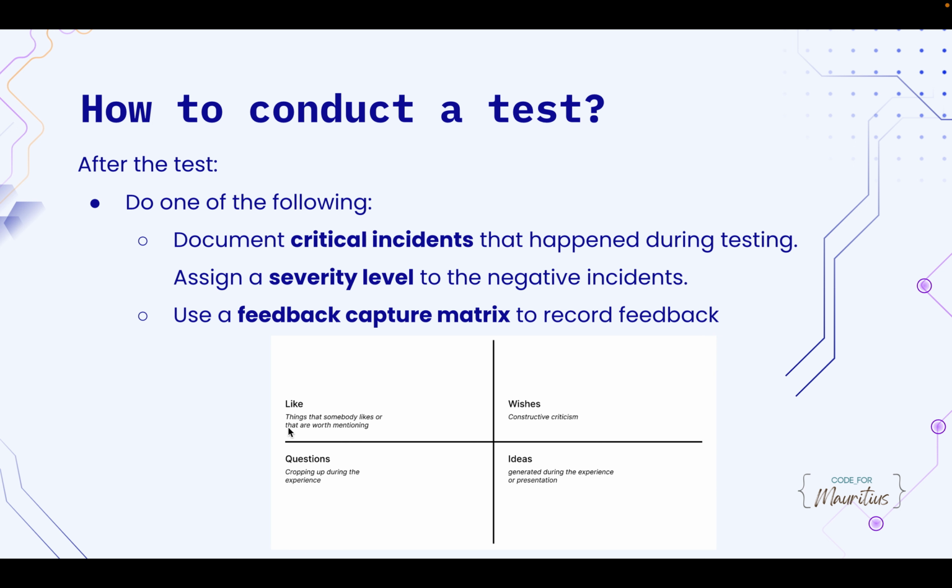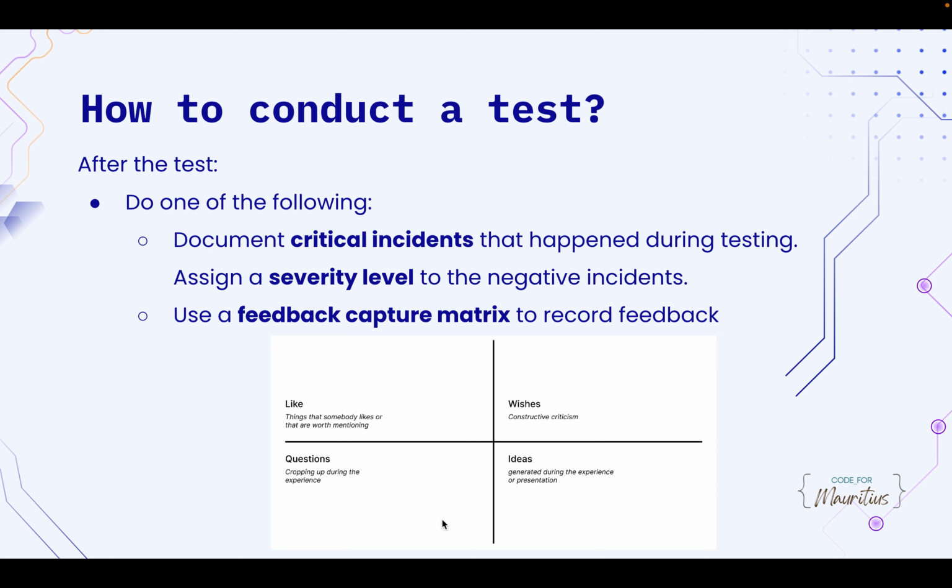A feedback capture matrix is basically just like this, four different quadrants. The first one is what the user liked about the product. The second one is what the user wished they had from the product, like what sort of features or experiences, different things that the user wished there was that they were able to do on your prototype. And the third quadrant is the questions that came up during the experience.